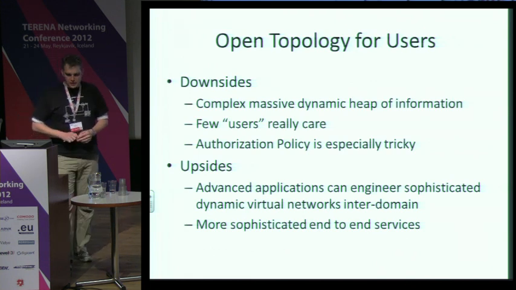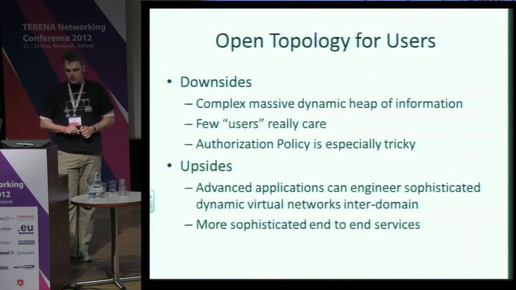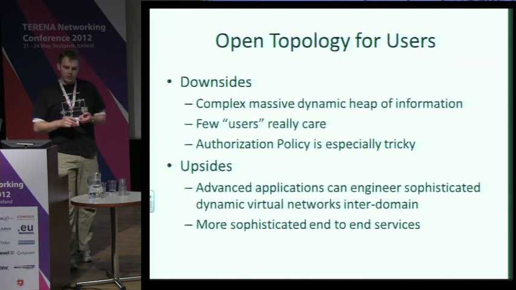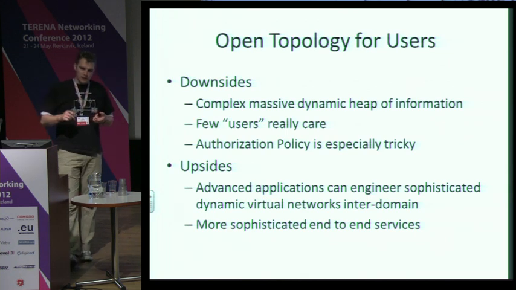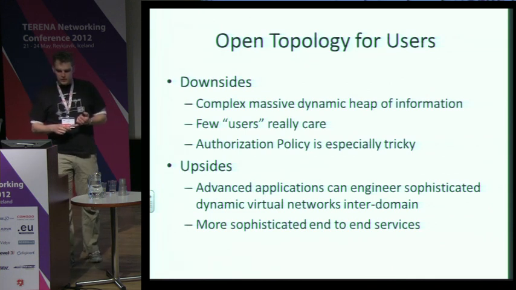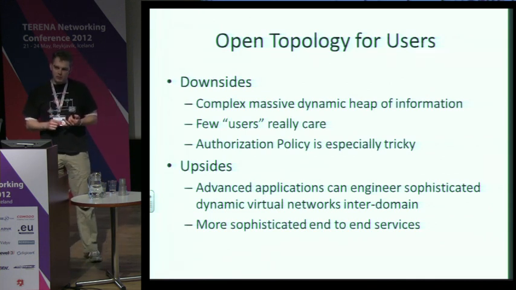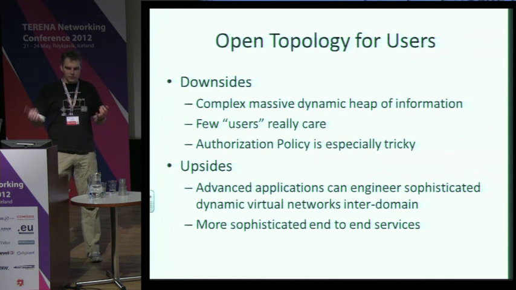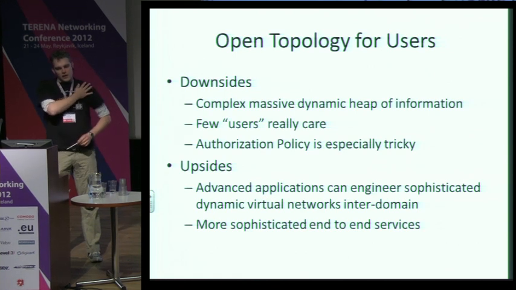For the users, the downside of a very open topology is that it's a complex, massive, dynamic heap of information that you're exposing them to. Network topologies are very complex, is what I said. There are different technologies, there are different availability rates, and pathfinding across these kinds of topologies is actually an NP-complete problem. So it's very hard to do the pathfinding calculations. There are many.